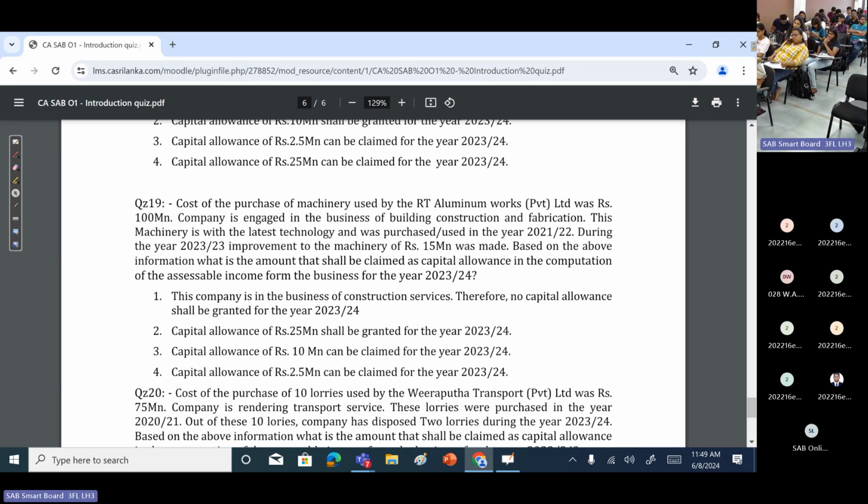Now, further considering 21-22, how many periods can we claim capital allowances? 5 years. So then they may have taken capital allowance for 21-22, sorry, 22-23. And improvement was made during the year 2020, 15 million, right?